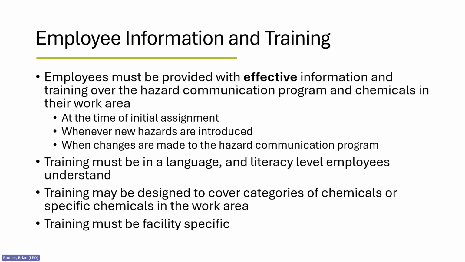Employees must be provided with effective hazard communication training over the program. This training must be provided at least at the time of initial assignment and whenever new hazards or information are introduced. This training must be understandable to employees and at a language and literacy level employees comprehend. This training may be designed to cover categories of chemicals or specific chemicals in the work area, but it must be facility specific.